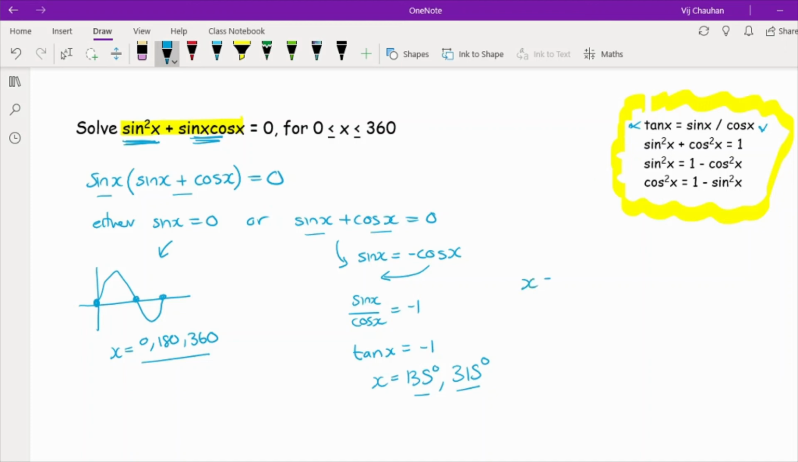So giving me a combination of x between the range of 0 and 360 as being 0, 180 degrees, 360 degrees, 135 degrees, and 315 degrees. And there is your final answer.